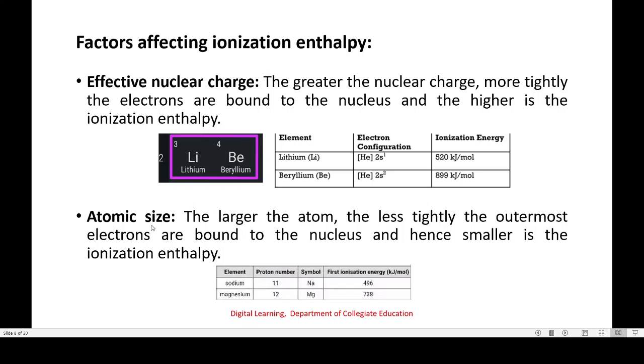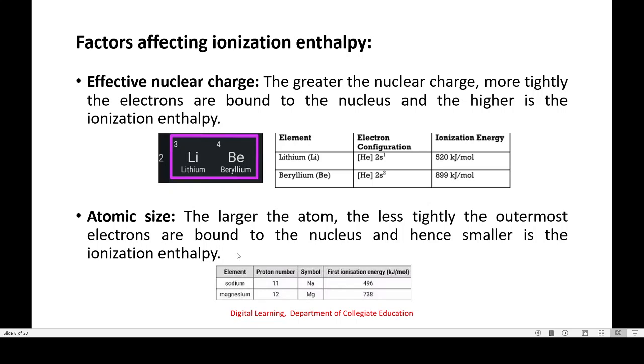The reason for this is that as the size of the atom increases, the outer electrons lie farther away from the nucleus. Hence, according to Coulomb's law, the attractive pull of the nucleus on the outer electron decreases, and it becomes easier to knock out an electron from the outermost shell of the atom. Hence, the ionization energy for a larger atom is smaller compared to a smaller atom.